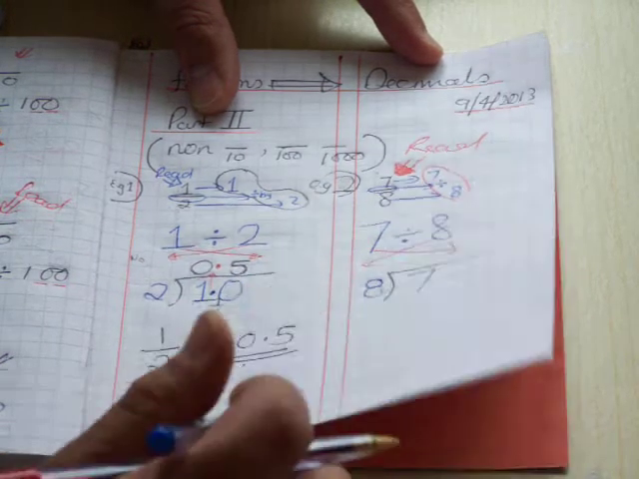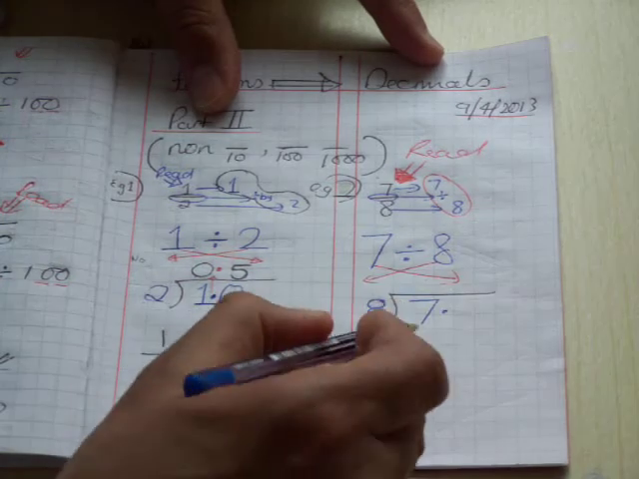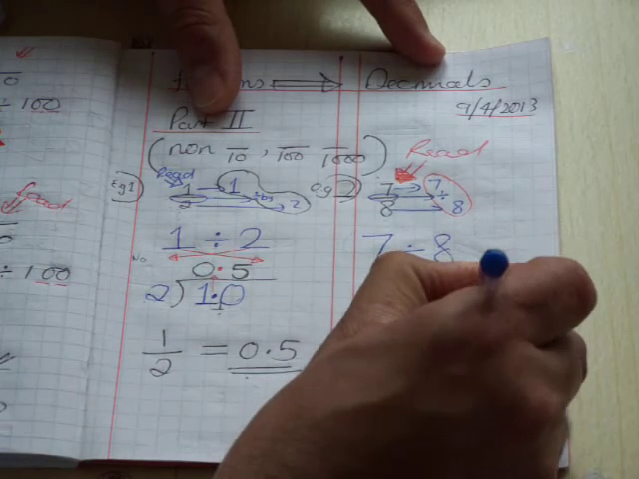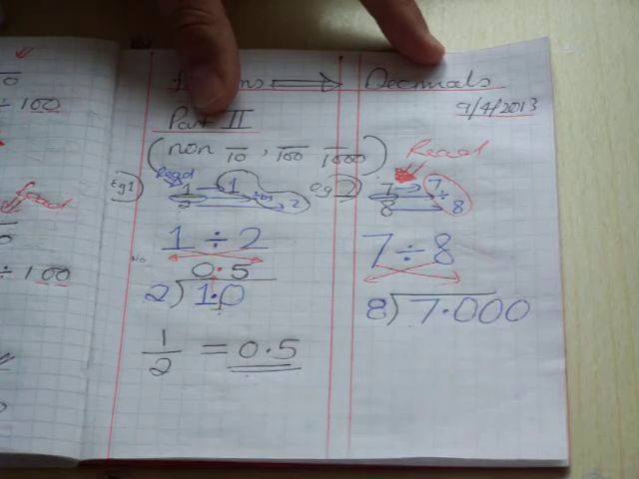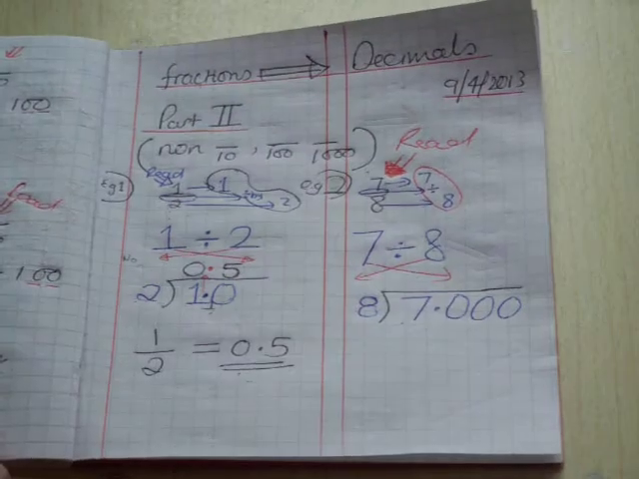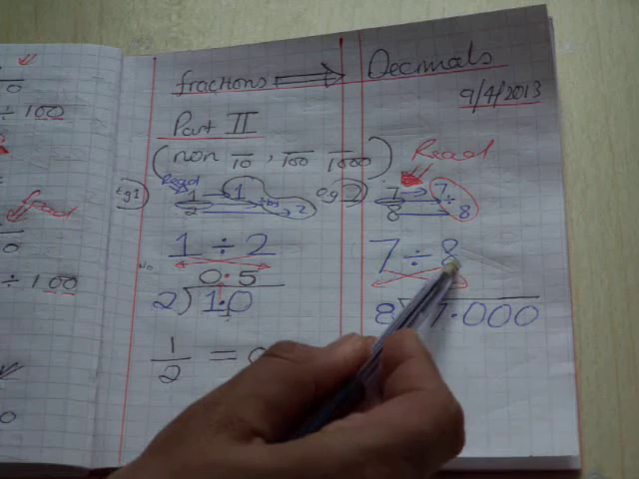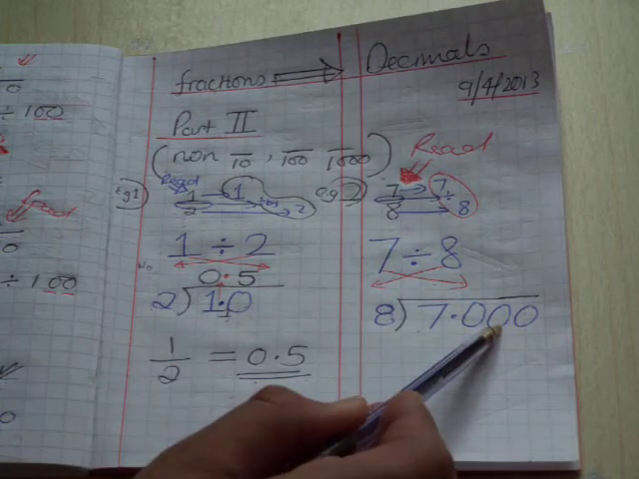Excellent. What do we need to do with the 7? We need to decimalize it by putting a point at the end. So 7 point, noughts. You'll see in a second why I've put so many noughts. Okay, here we go. So 7 divided by 8, the 8 goes at the front, the 7 goes inside.